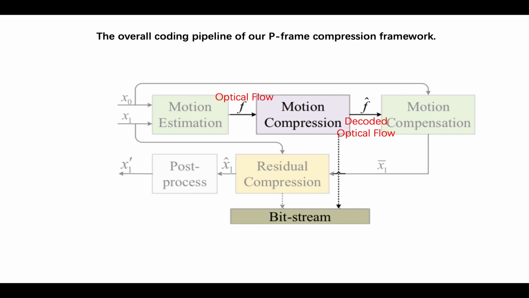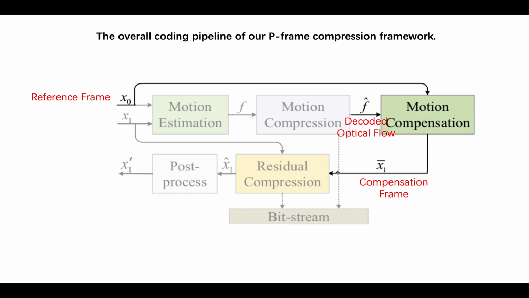Then the optical flow is encoded and decoded by the motion compression network. The corresponding bit stream is transmitted to the decoder side. Here we implement an autoencoder-based network with a factorized entropy model. With the aid of the decoded optical flow, the motion compensation module first warps the reference frame to the target frame, and then refines the warped frame using a U-net. The output of this module is the compensation frame.